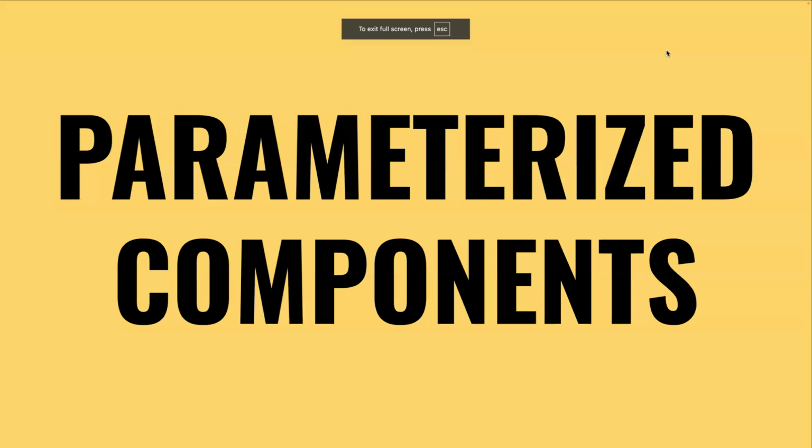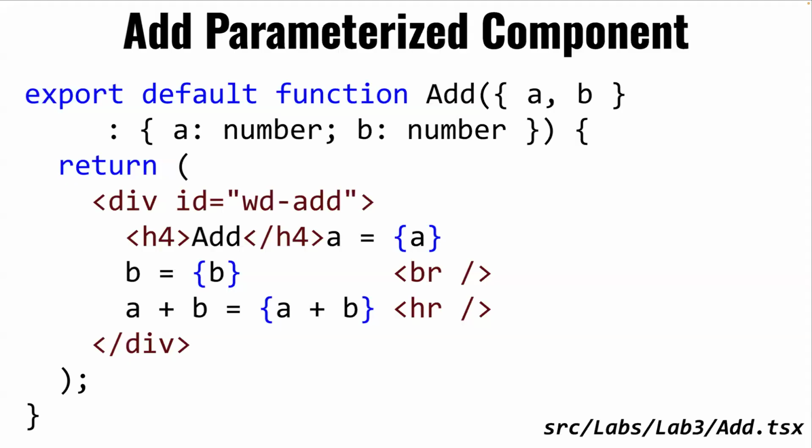All right, so let's talk about parameterized components, meaning we want to be able to create components that can take arguments. For instance, it could be a component as simple as this: an add component that can take two arguments, A and B, and then use those arguments to display some user interface that is dynamic, that is different depending on the arguments that you pass.